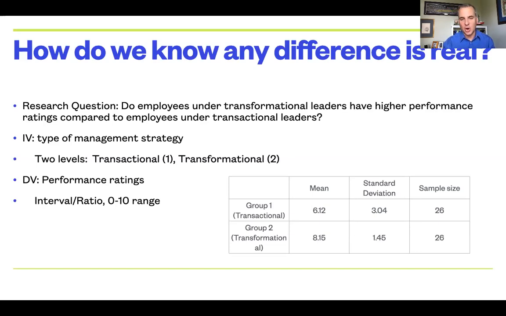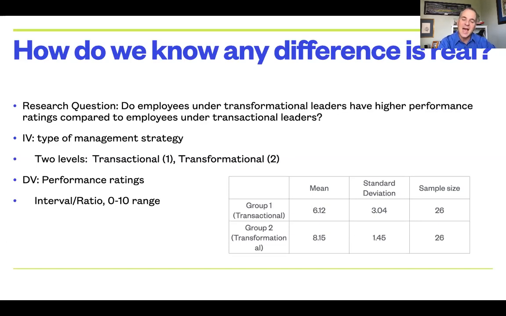Now, if you look at this chart, maybe we've done some research and we've looked at performance ratings across two groups. In group one, for whatever reason, we decided their leaders were more transactional. In group two, their leaders were more transformational. In group one, we found the mean performance rating was 6.12. And for group two, with the transformational leaders, the mean performance rating was 8.15. Well, certainly, I actually graduated from first grade. I know that there is a difference between 6.12 and 8.15. I know that they are not the same number.